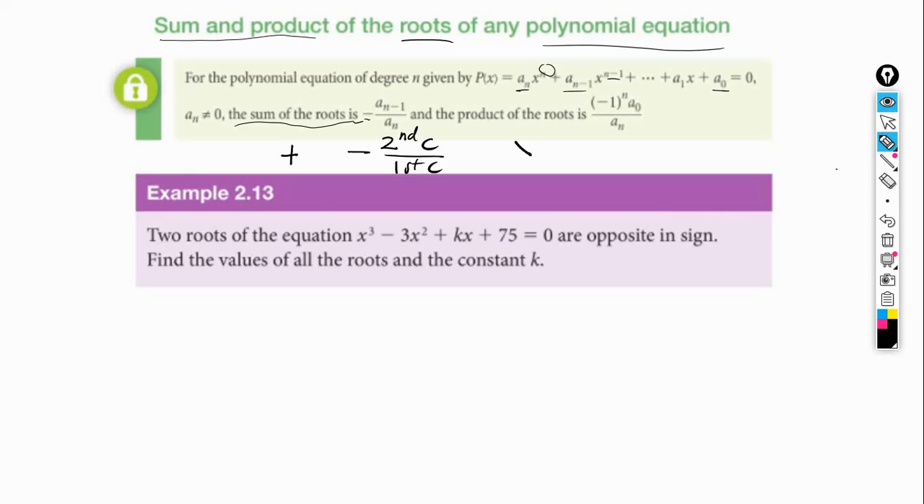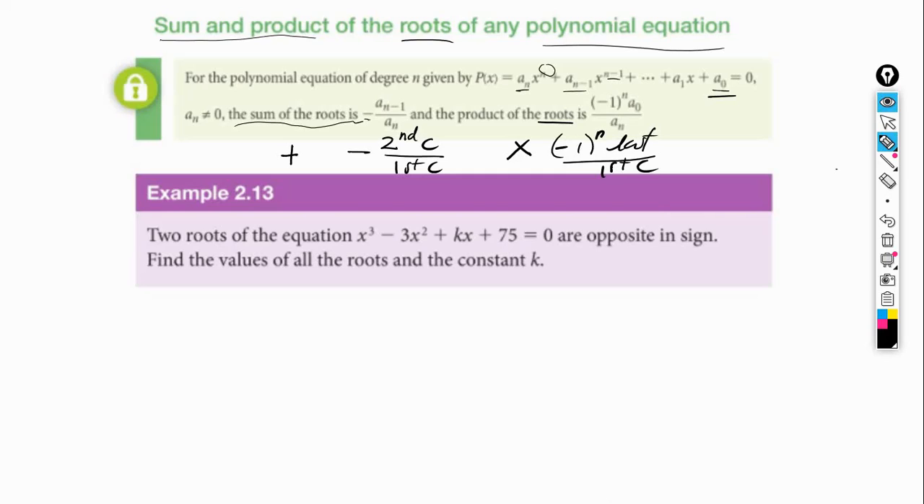And we have that the product of the roots is going to be negative 1 to the n. So that means that this n depends on the degree of the polynomial. This times the last term, which is a sub 0, and this divided by the first coefficient.